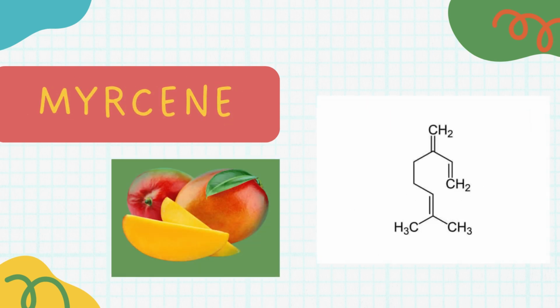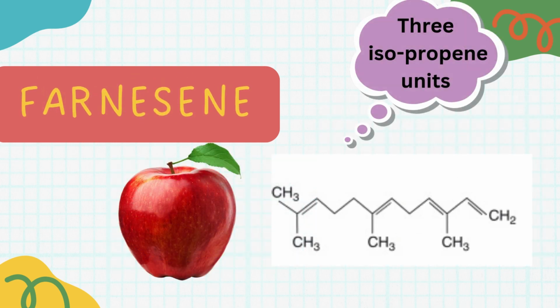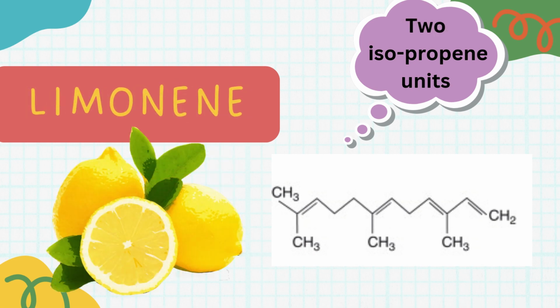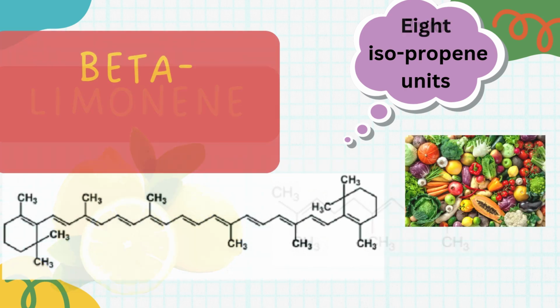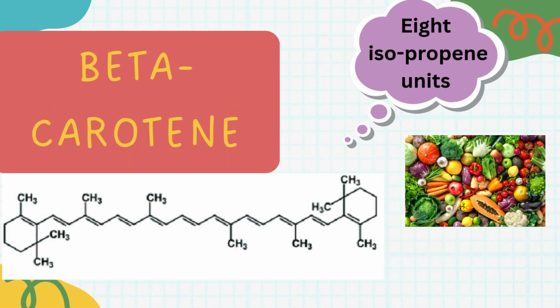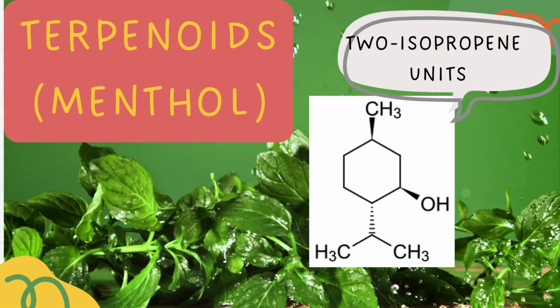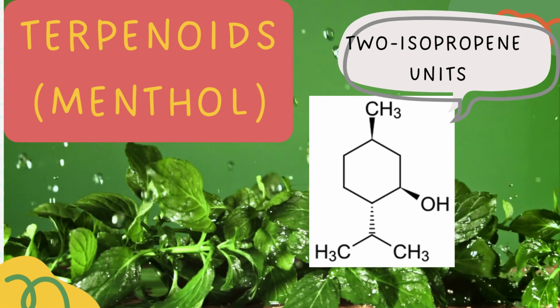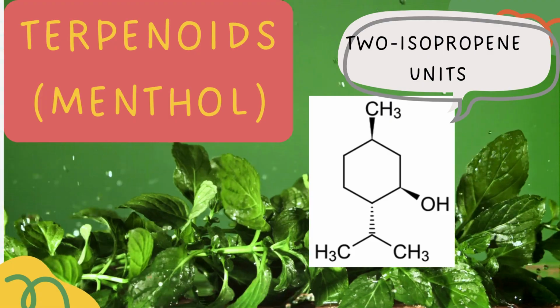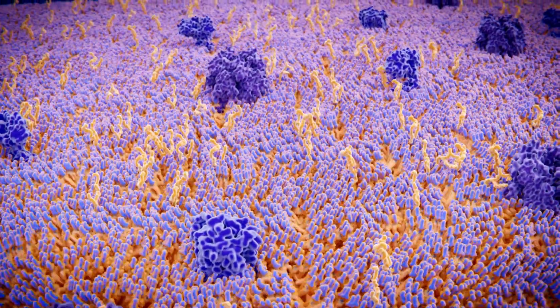Here we can see myrcene, a terpene consisting of 2 isoprene units. Farnesene, found in apples, has 3. The units can be linked to form rings, such as in limonene, which is found in lemons. These can get much larger, such as with beta-carotene, comprised of 8 isoprene units, which is found in various plants and fruits. While the terpenoids are similar to terpenes, they contain oxygen atoms, such as with menthol found in peppermint. Those are just a few types of lipids found in our bodies.